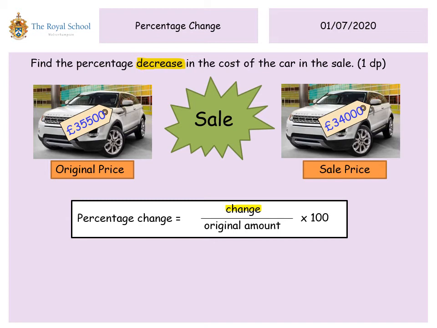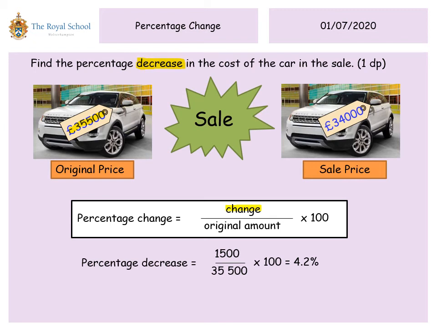What was the original amount? Well, we've got original price here, the starting price for the car, the 35,500. So let's pop those in a fraction and times by 100. So 1,500 divided by 35,500 and times by 100, and we get 4.2% as our answer.